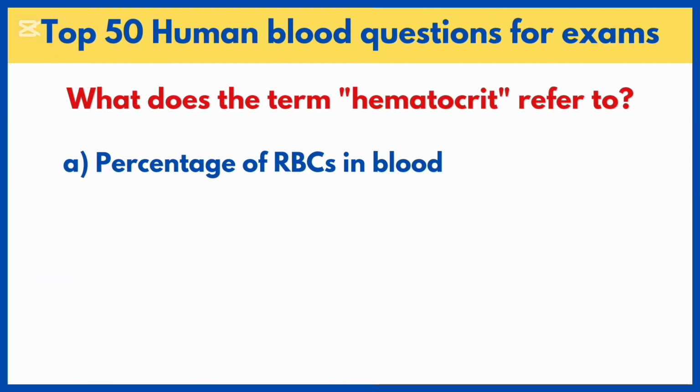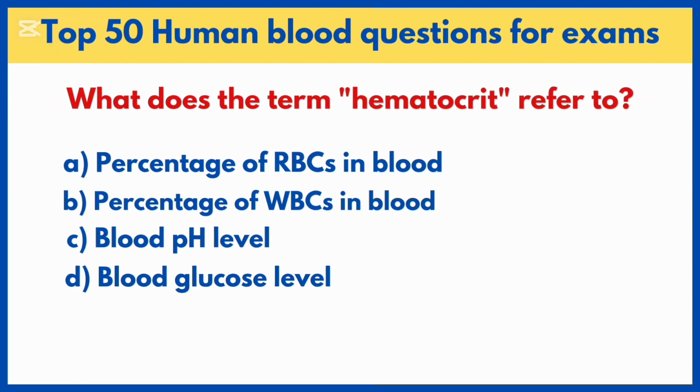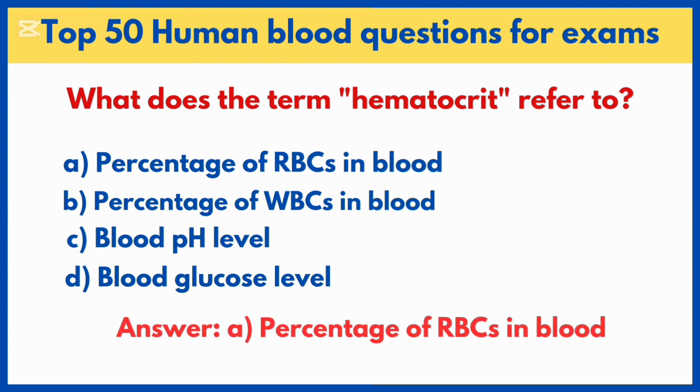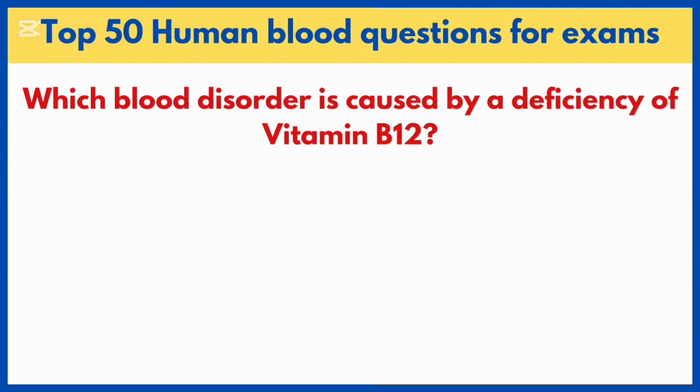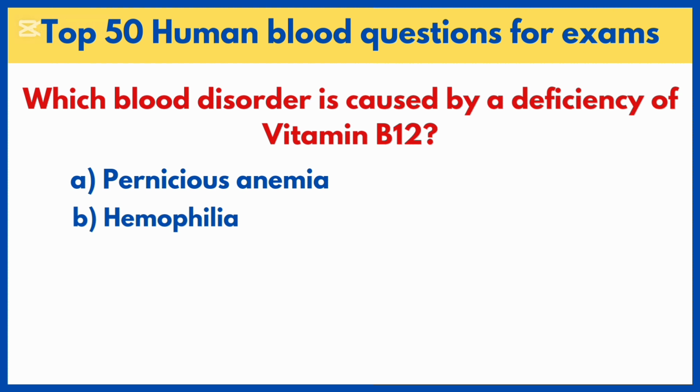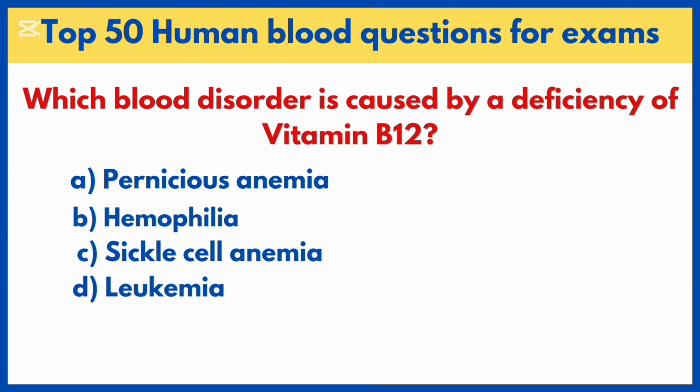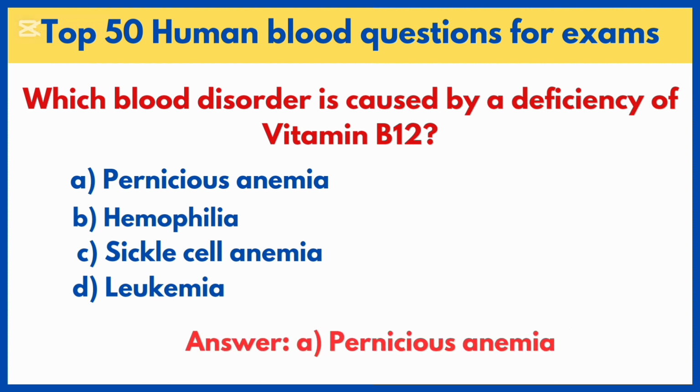What does the term hematocrit refer to? Correct answer is option A, percentage of red blood cells in blood. Which blood disorder is caused by a deficiency of vitamin B12? Correct answer is option A, pernicious anemia.